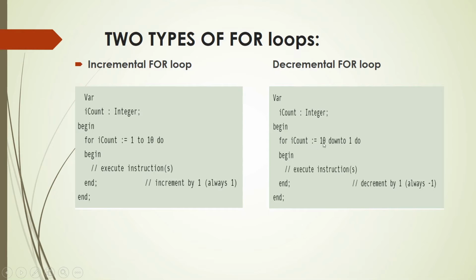So when iCount starts at 10, it tests the condition, and then it goes and executes the instruction, and then it decreases by 1, and then iCount becomes 9. It tests the condition, it executes the instruction, it decrements by 1. iCount now becomes 8. So in a decremental loop, it decreases by 1 each time. And remember, it starts off at the maximum value and we use downto, and ends at the minimum value.